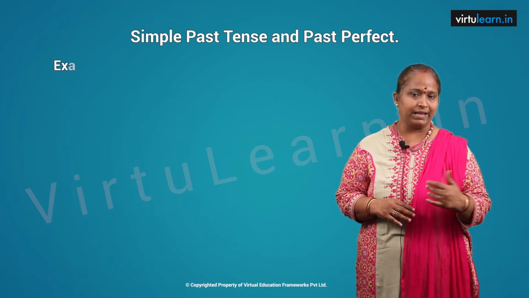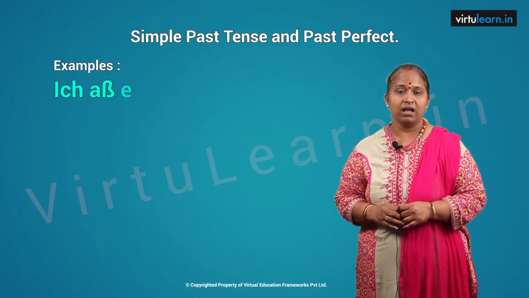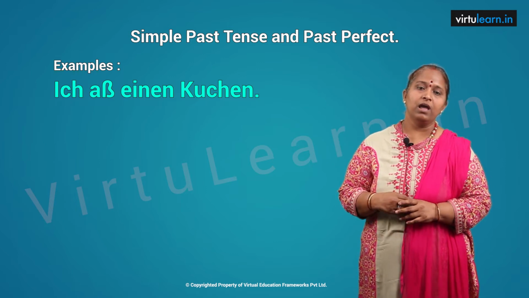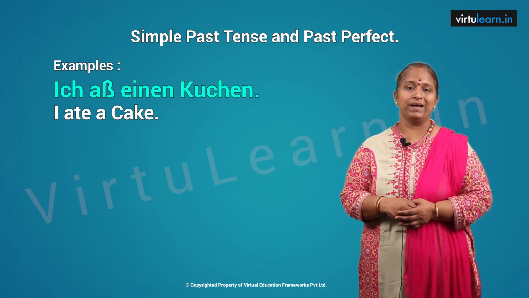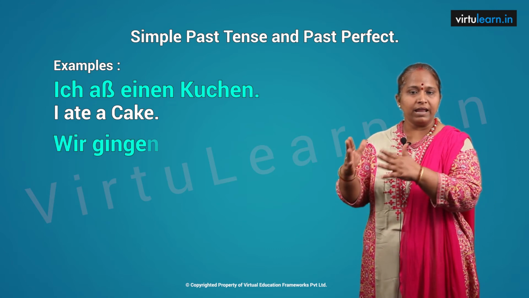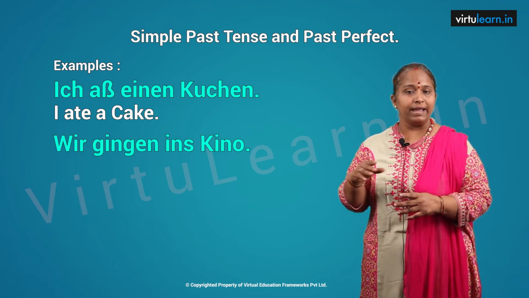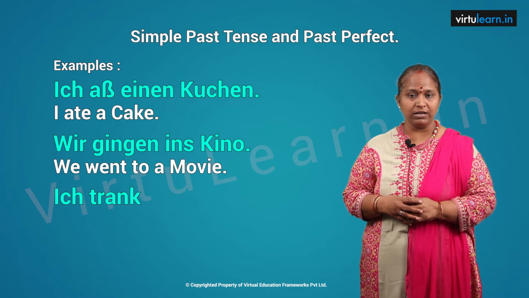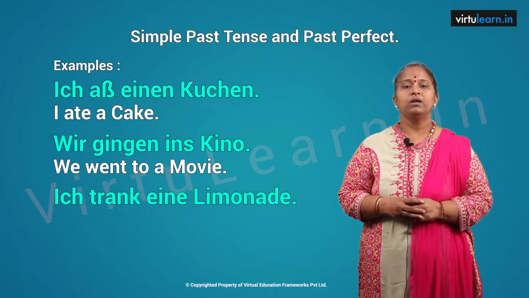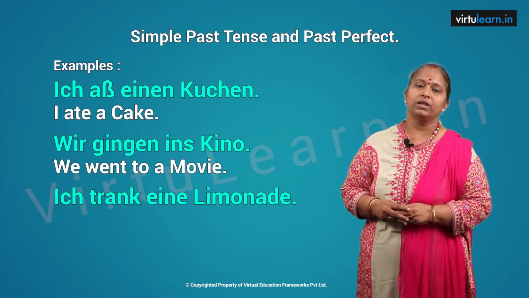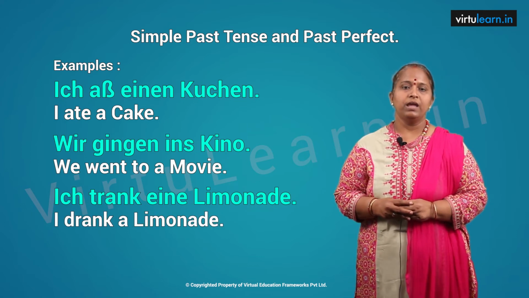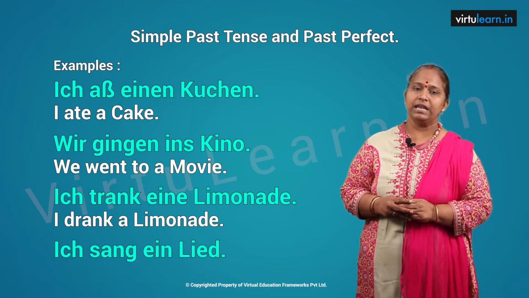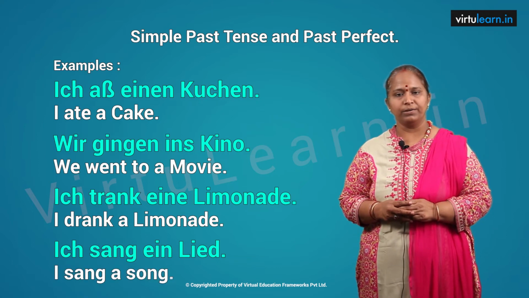Examples: Ich aß einen Kuchen. I ate a cake, which is in past tense. Wir gingen ins Kino. We went to a movie. Ich trank eine Limonade. I drank a lemonade. Ich sang ein Lied. I sang a song.